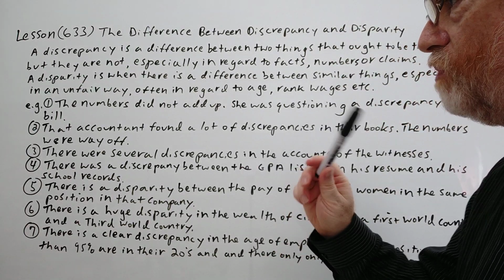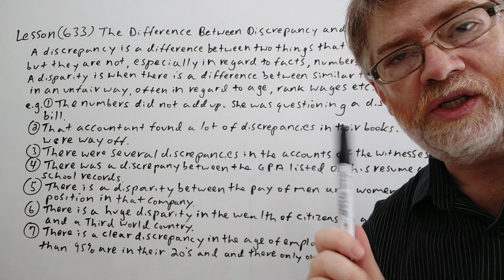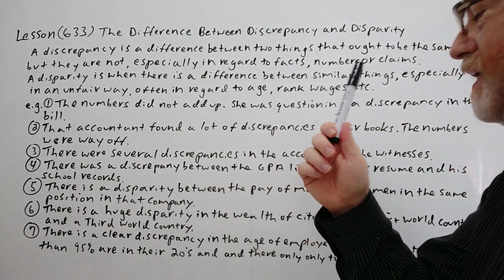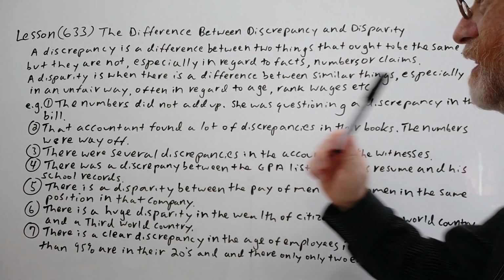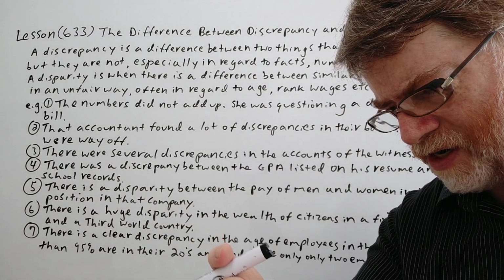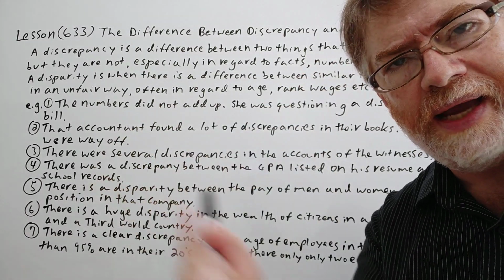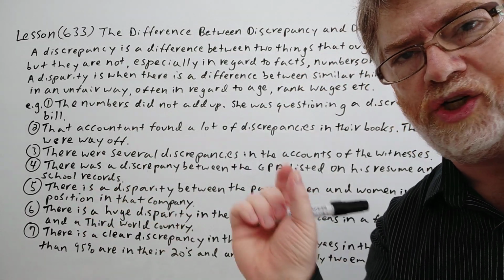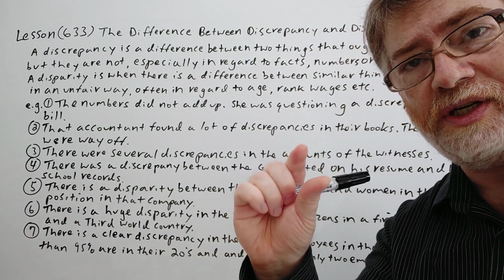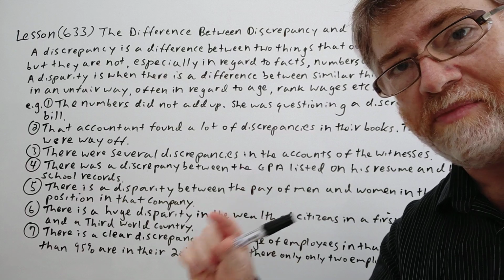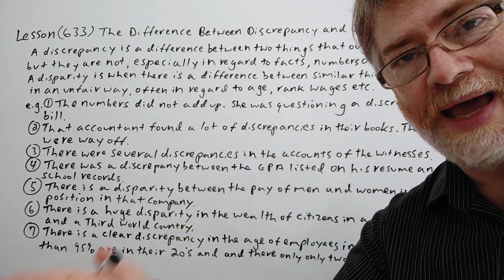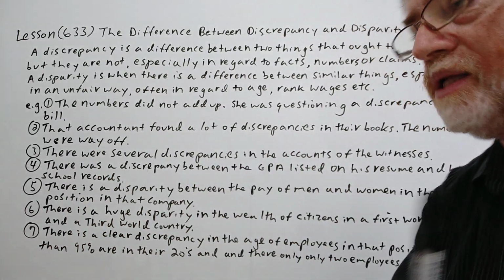Okay, and we got several examples here to show just how this is used. Here's the first one. The numbers did not add up. She was questioning a discrepancy in the bill. So, like if you're in a restaurant, sometimes you add it up, you say, hey, they didn't add correctly. So what you added and what the store added should be the same number, and they are not the same. So in that sense, we would say there's a discrepancy in the bill. Both of those numbers should be the same according to your adding and according to the restaurant's adding or the store's adding.